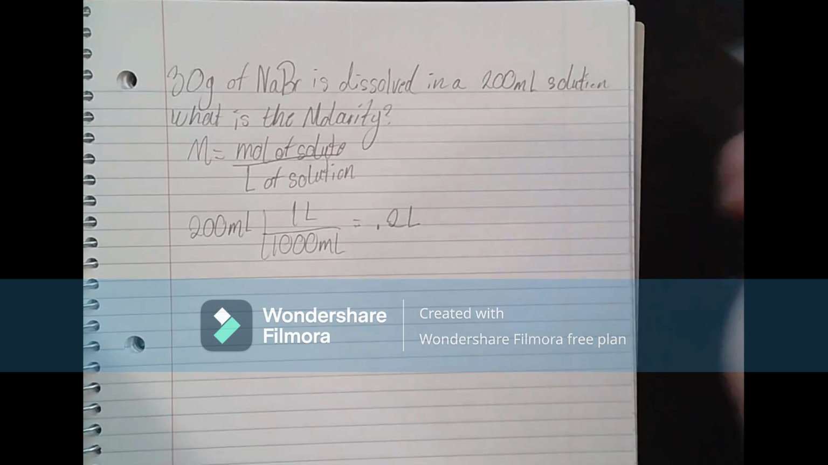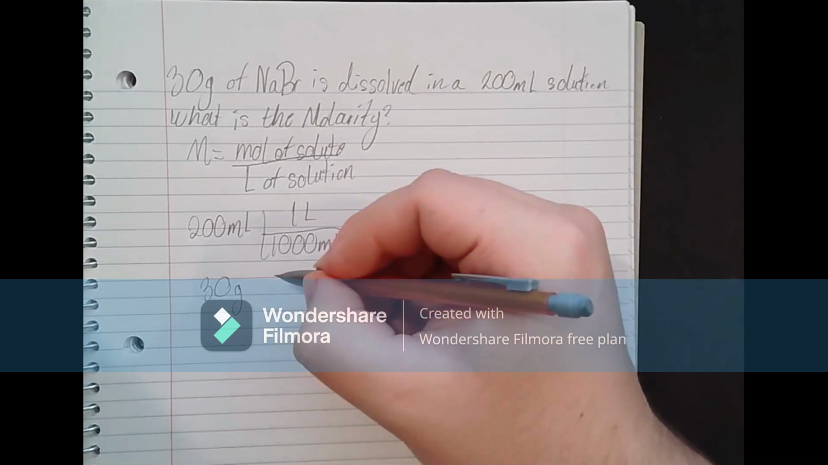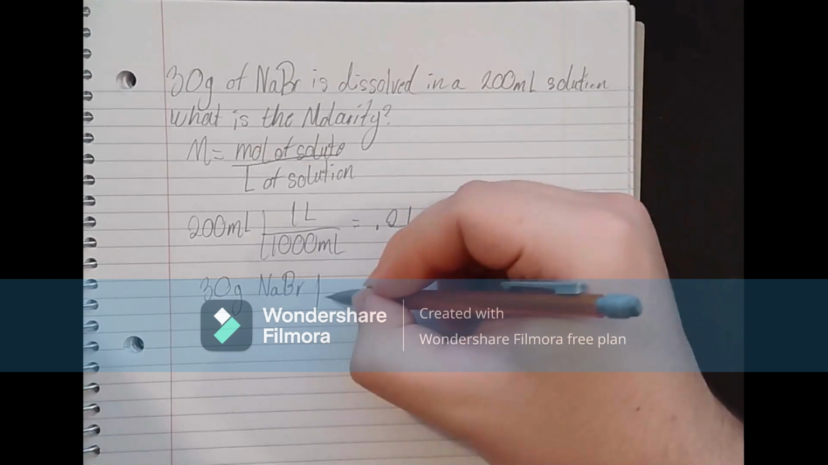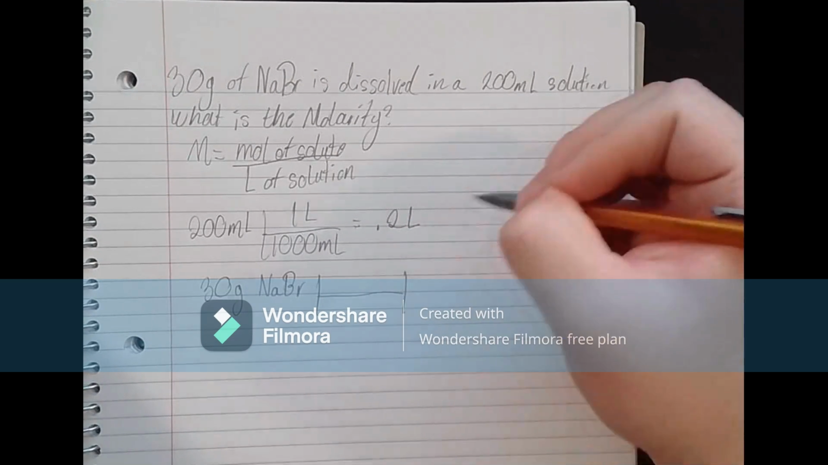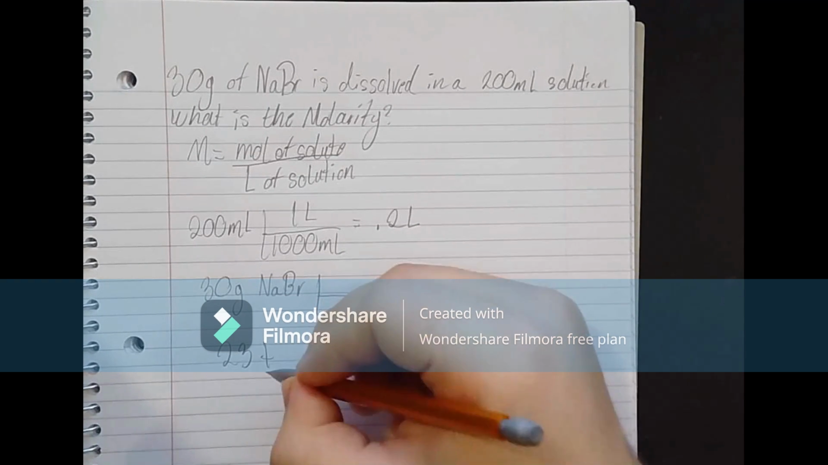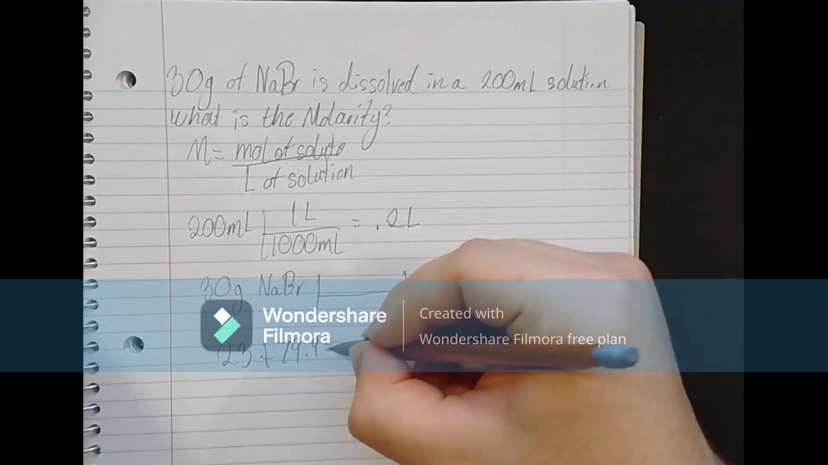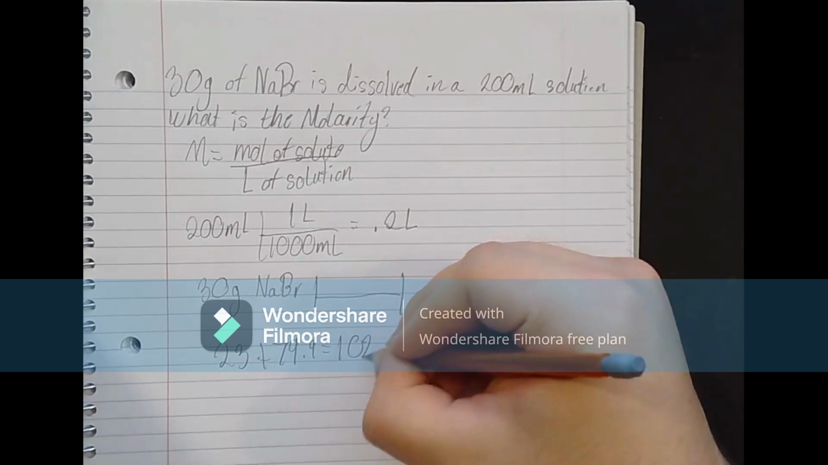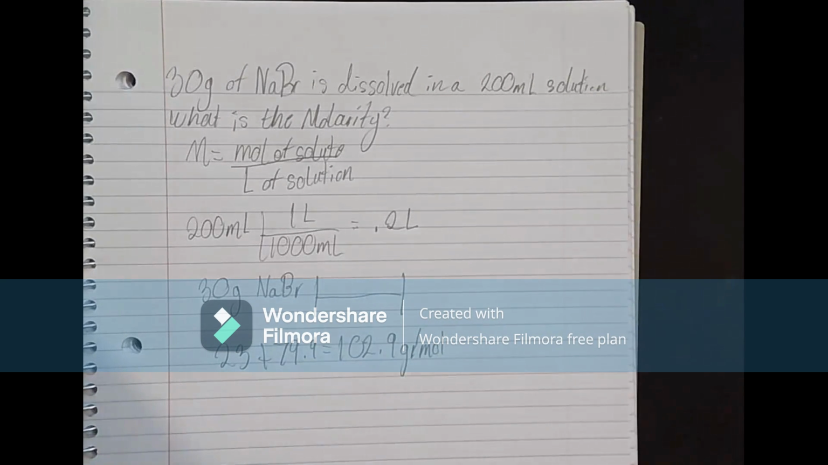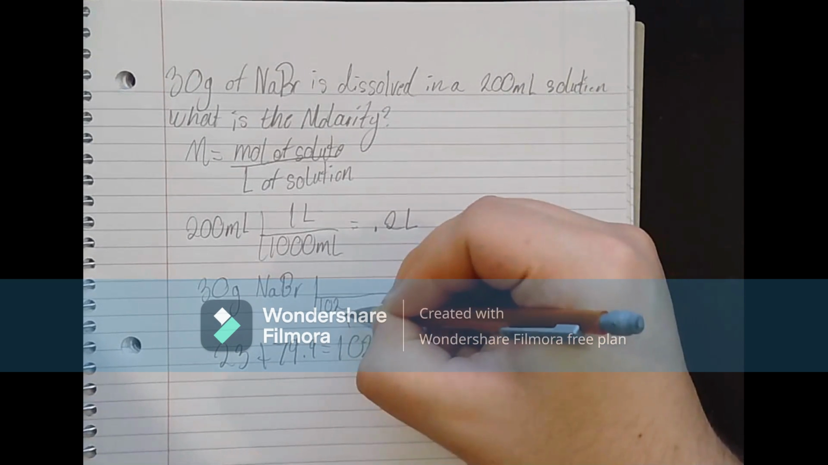Easy peasy. Now our 30 grams of NaBr is going to have to get divided by the molar mass, which here we can just add up real quick. So let's see, 23 for sodium, we'll say 79.9-ish for bromine, giving us a total of 102.9 grams per mole. Excuse me.